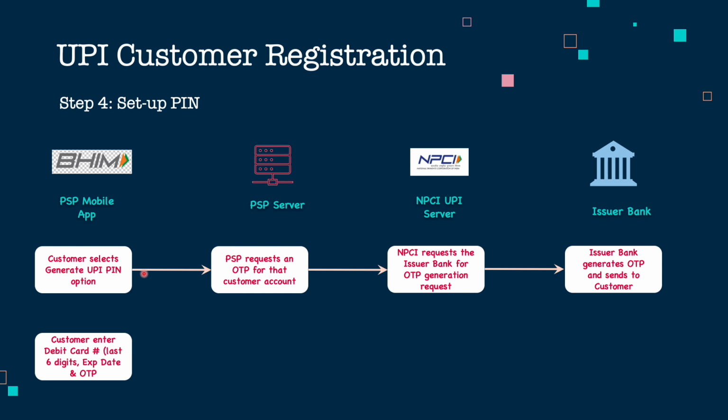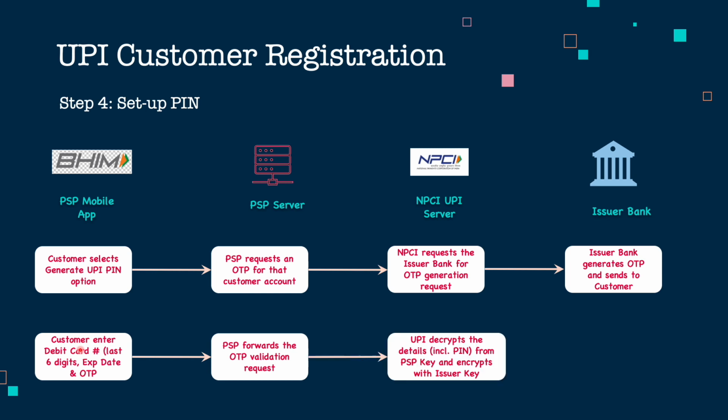So then the customer is asked to enter on the PSP app the debit card number, the last 6 digits of it, and the expiry date and the OTP that the customer received. This is securely captured by the NPCI SDK. This is forwarded to the PSP server, which then forwards it to NPCI.